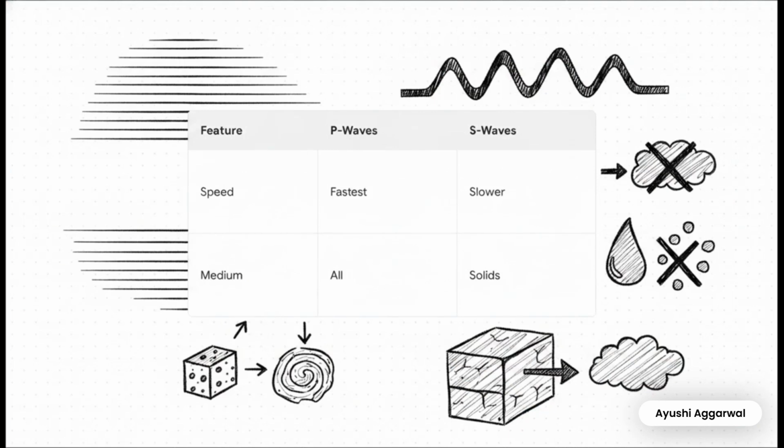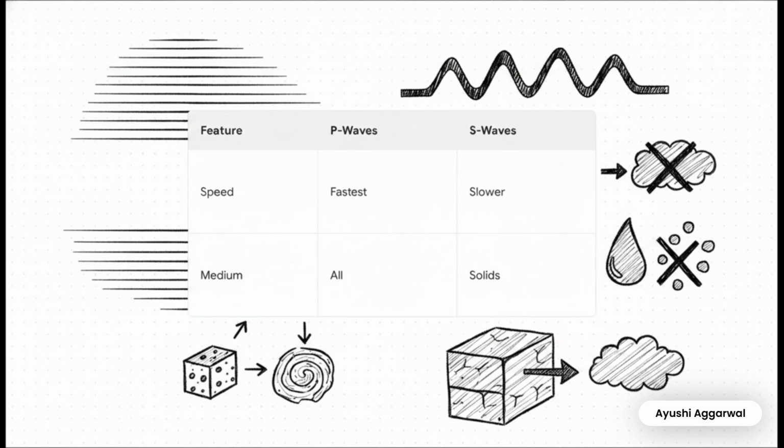This is arguably the most critical scoring topic of the entire chapter. I highly recommend you copy this exact table right into your notes. Let's decode it together. P waves are your primary waves. They're the fastest, and they travel through all three mediums: solid, liquid, and gas. Then we have S waves. These are slower, and they travel transversely.